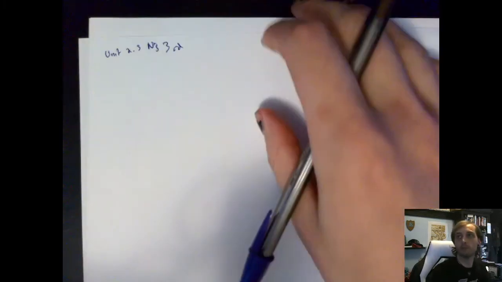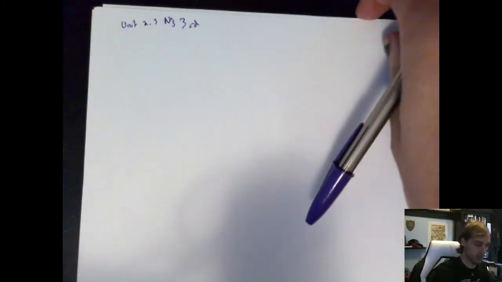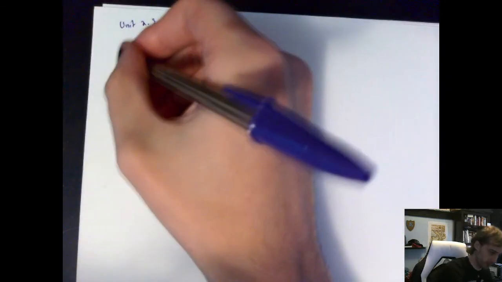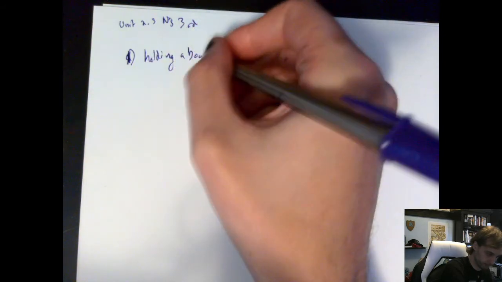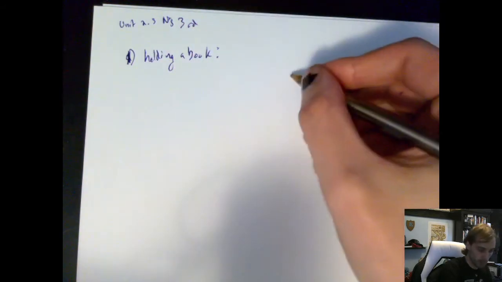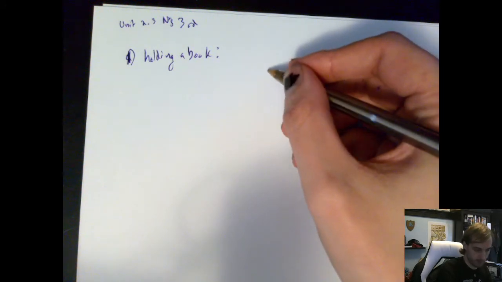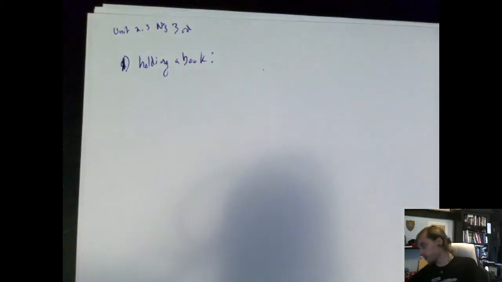Unit 2.5, Newton's third. We've got, first up, holding a book. So if I've got a book in my hand, I suppose I can put a book in my hand. Then let's look at the forces on my hand, and let's look at the forces on my book.